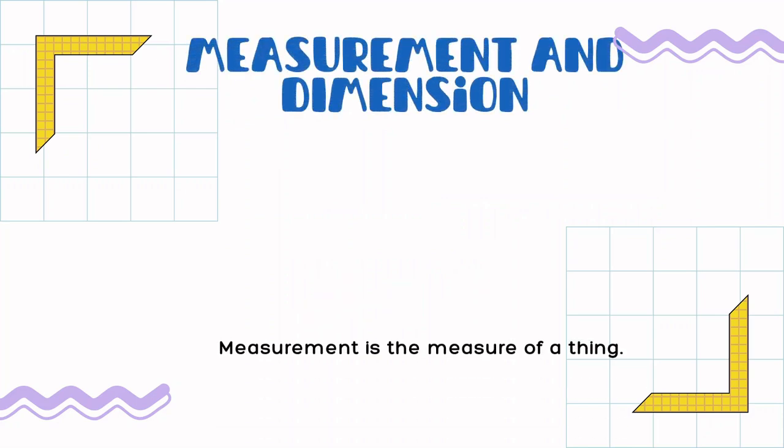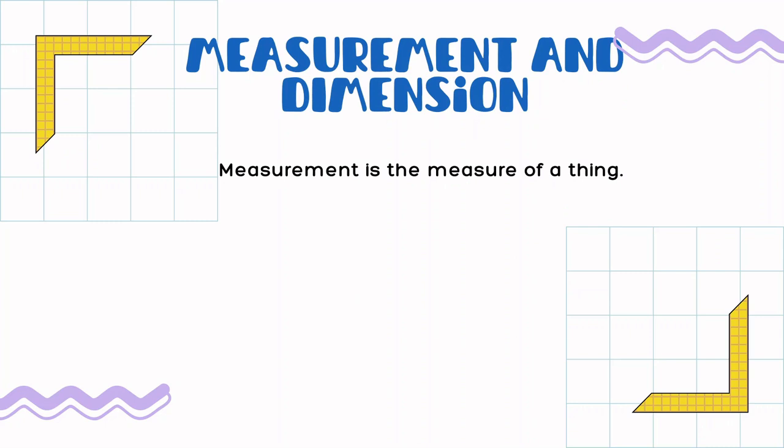Measurement and dimension. We know that measurement means you have to measure something, like the length of something, or the width of something, or the height of something, or the capacity of something, or the time elapsed between two events. We measure everything in terms of some units, and measurement is very important for reaching a particular goal, like measuring the area, measuring the perimeter, and mensuration deals with all these things.